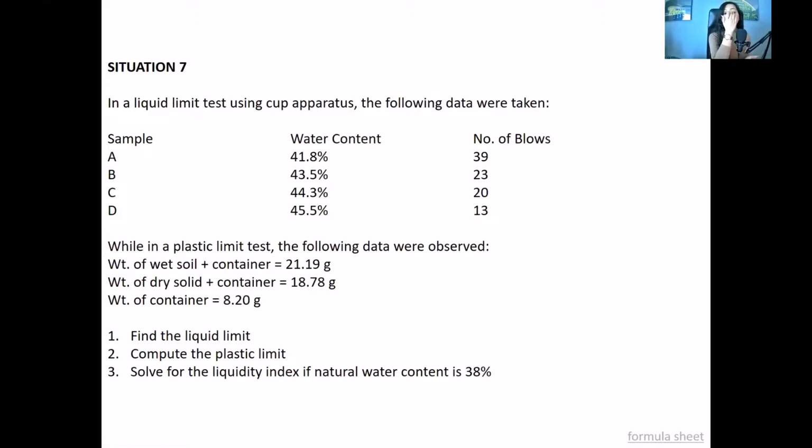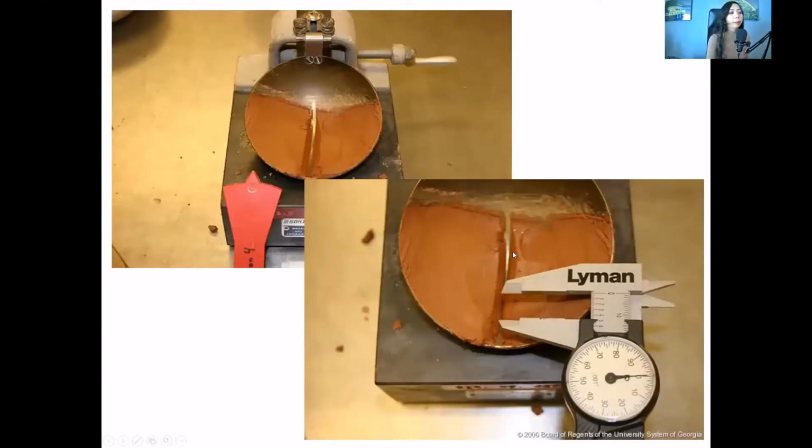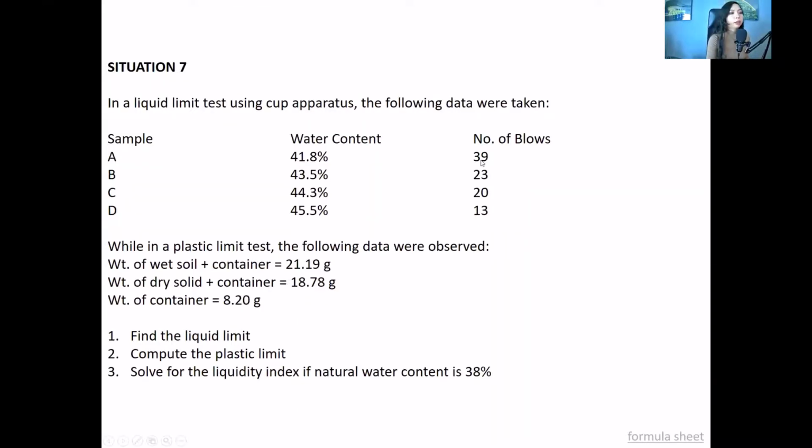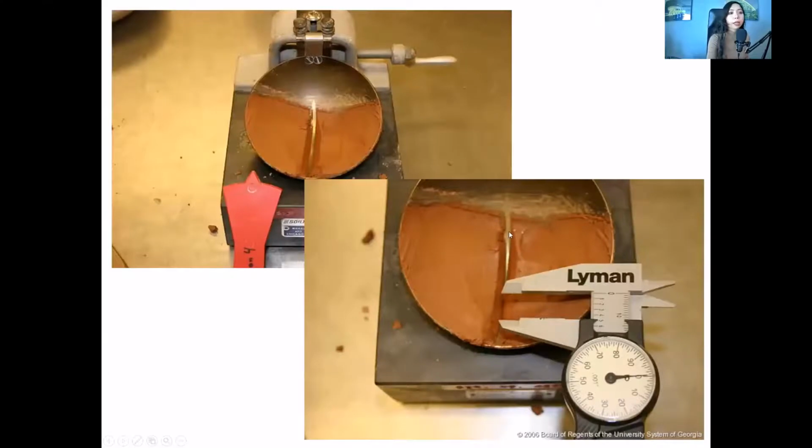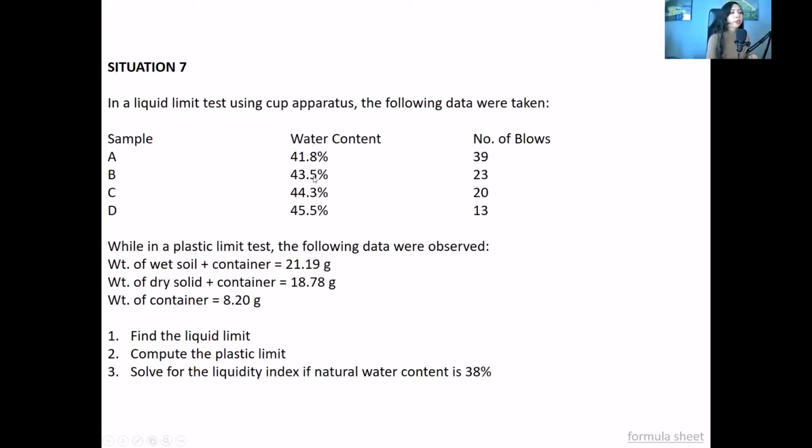Okay? Hindi natin nire-reuse yung same setup nito, na parang, okay, 39 blows tapos nag-close ta's pipipiin mo na lang siya para magamit mo ulit dun sa susunod. Hindi. Kasi yung susunod mo na blow dapat na na-check mo na for a different water content. 'Pag natapos na siya sa 39 blows corresponding to 41.8, kukuha ka ulit ng sample, adjust mo yung water content. In this case, yung sample B natin may 43.5 and then repeat the same procedure.